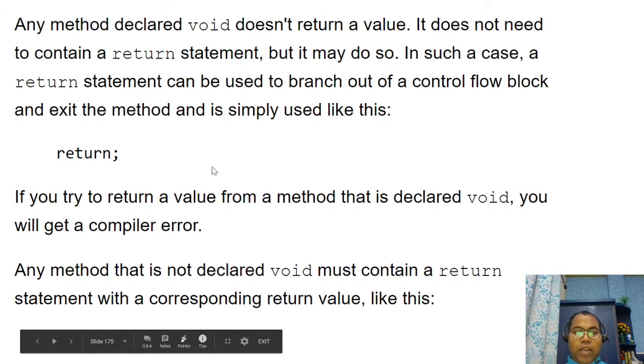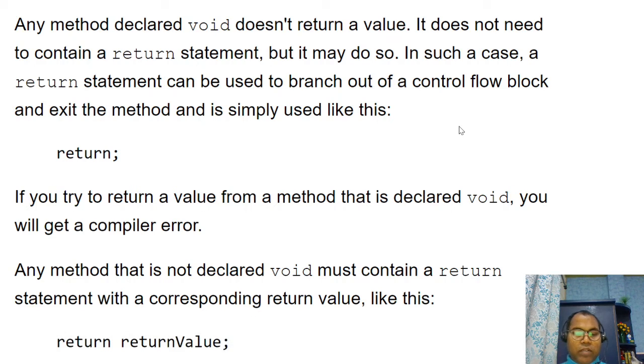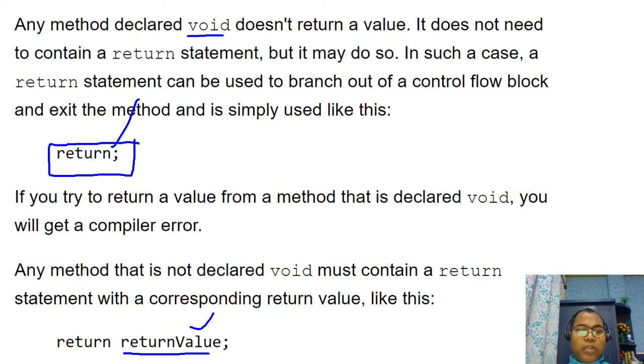So these are the two kinds of syntax. Sometimes you want to return only the control, which is the case for a void method. Sometimes you want your method to return some value, and then you have to write your return keyword with your value.